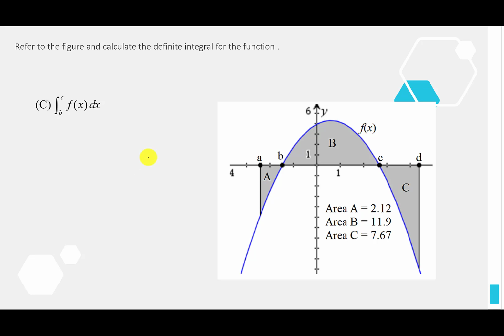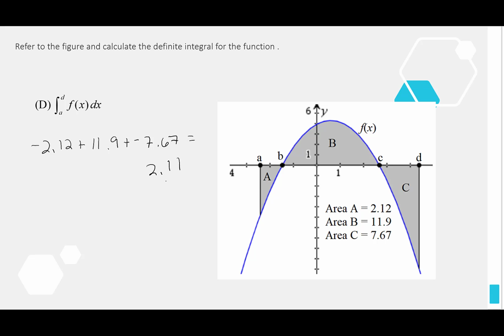C says go from B to C. So B to C is only the area B, which is positive. That would be 11.9. A to D has A, B, and C. So A was negative 2.12. B was positive 11.9. C is also negative, it's 7.67. Okay, that gives me a total of 2.11.